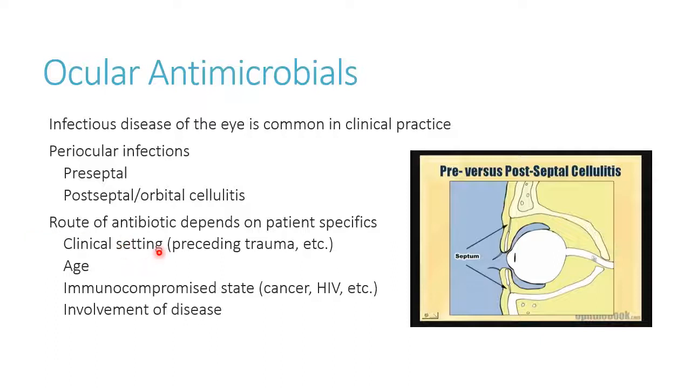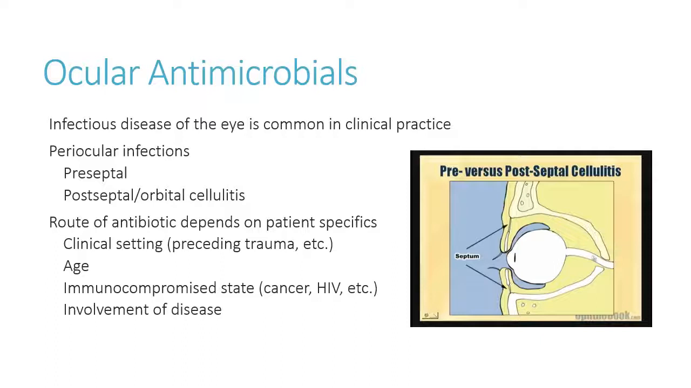But anyway, as I mentioned, the route will oftentimes depend on other patient specifics, like the clinical setting. Was there any kind of preceding trauma? Was there some sort of puncture or anything like that that may be influencing this? The immunocompromised state. Why do you think this matters? So I have a patient who has, say, AIDS. They have a CD4 count of 0. Sometimes you'll see patients like that have a very poor immune system. Do you think they need just topical therapy? Do you think they would want more systemic therapy? Why is that? Yeah, you're just worried about that patient not being able to fight off that infection. So in case it does get more involved, you want to give them something systemically to fight that off, right?